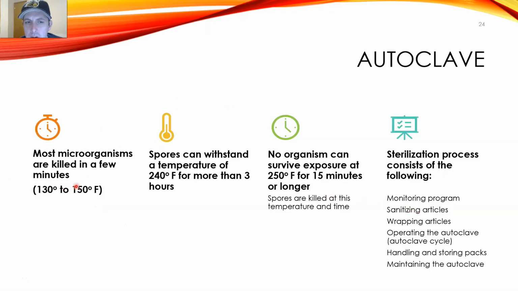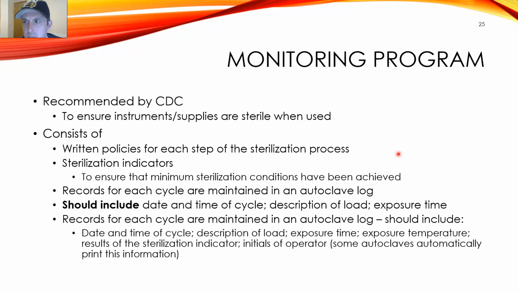So most microorganisms are killed within the first few minutes at lower temperatures. Spores, however, can withstand a temperature of over 240 degrees for more than 3 hours. So because of that, that's why we get to the 250 degrees for 15 minutes. Even spores are killed at this temperature and this time. So that's how we utilize the autoclave and the sterilization process. So let's go ahead and talk a little bit more about the sterilization process.